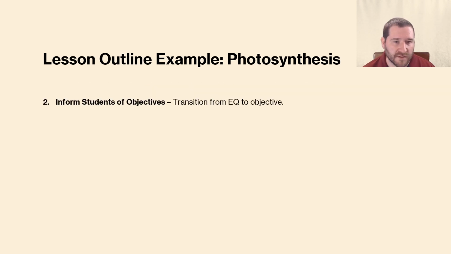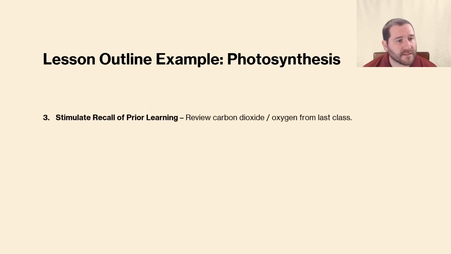2, when we're informing students of our objectives, we want to transition now from that essential question to the objective. So maybe this is part 2 in our lesson, where we want to take that essential question and now spin it into, great point, let's talk about our objective today. We're going to learn about photosynthesis, right? Next, to stimulate the recall of prior learning, maybe in this lesson, students have already seen carbon dioxide and oxygen in the class before, so we're just going to review what we learned last class quickly before we get into the new content.